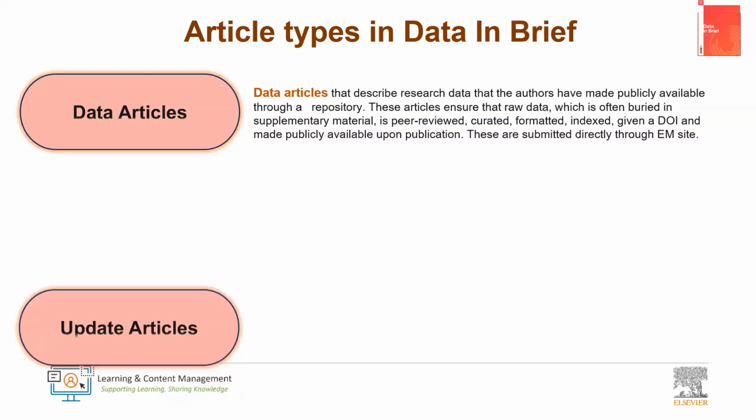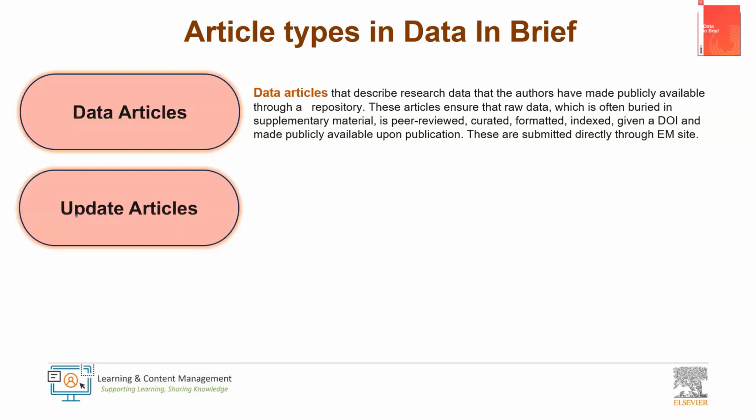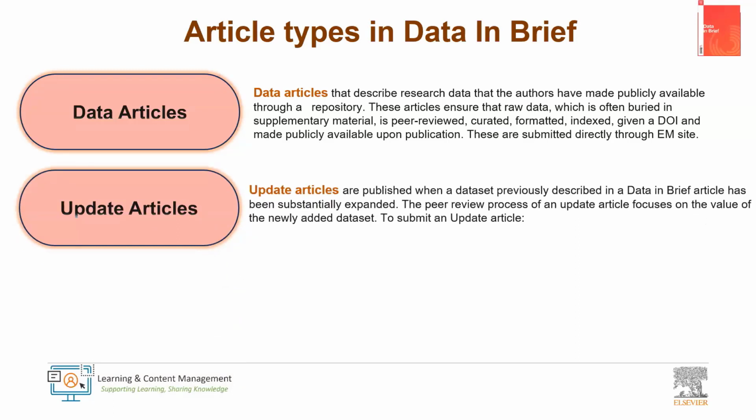So the data articles are directly submitted through EM site, and I will take you through where you can find the template as well. The second commonly used article is update article, and update articles are published when a data set is previously described in data in brief, and this article has been substantially expanded. The peer review process of an update article focuses solely on the value of the newly added data set. To submit an update article, you will have to contact this email address to request for a template. This is the editorial office, dip-me@elsevier.com. My co-host will be pasting this email address as well in the chat section for you.